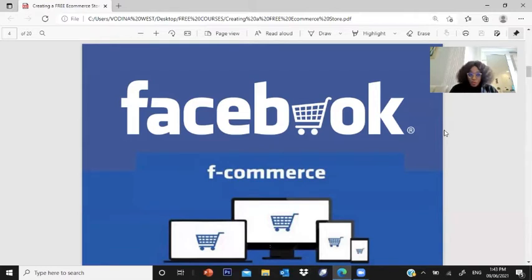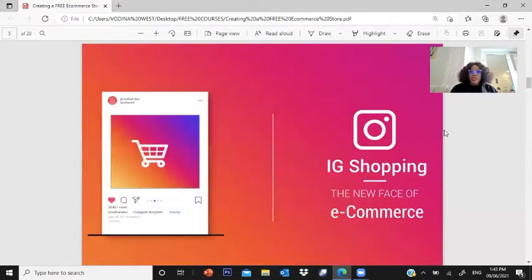But the free stores, which is the main reason for this course, how you can start with zero kobo, are actually also owned by somebody else. But for you to have a store that you fully own, you just have to buy your domain. But we're not going into all that today.